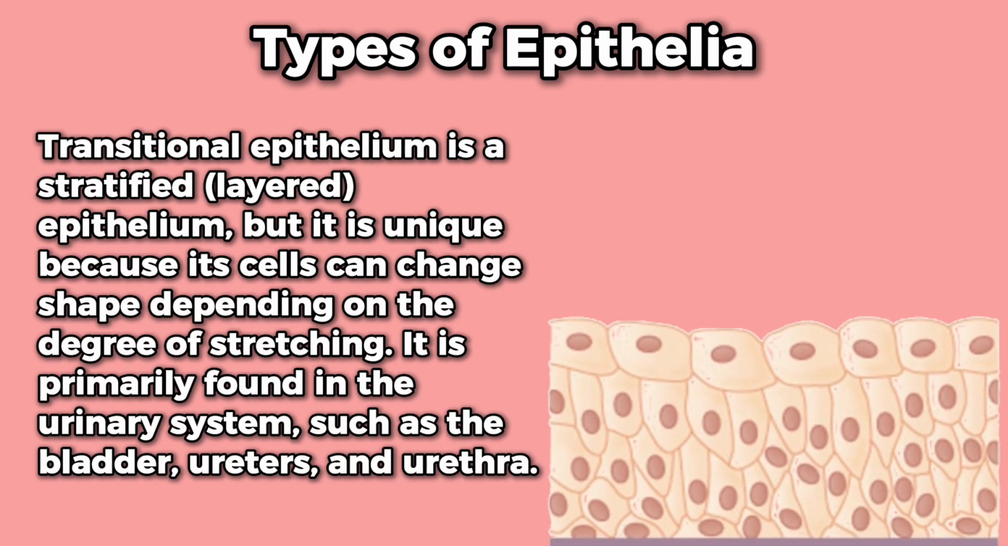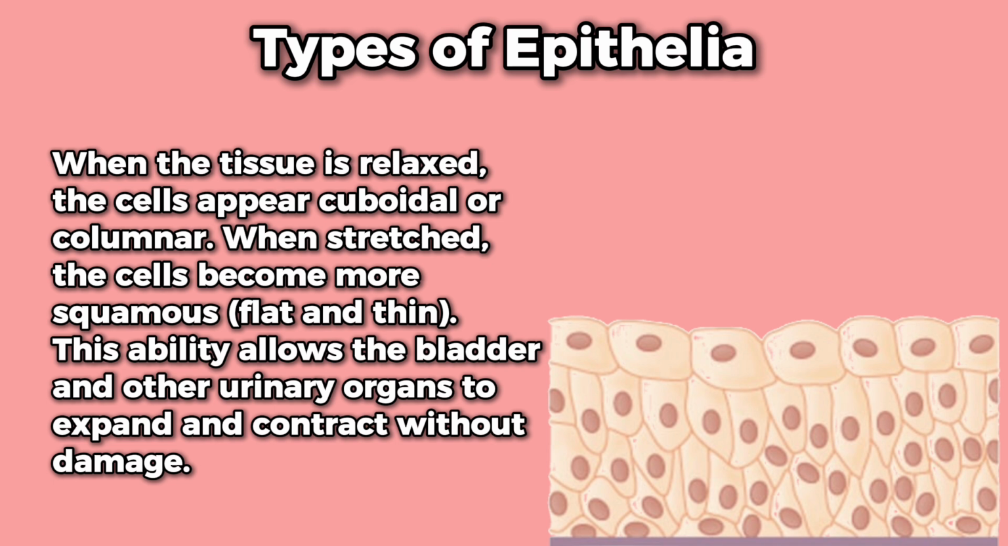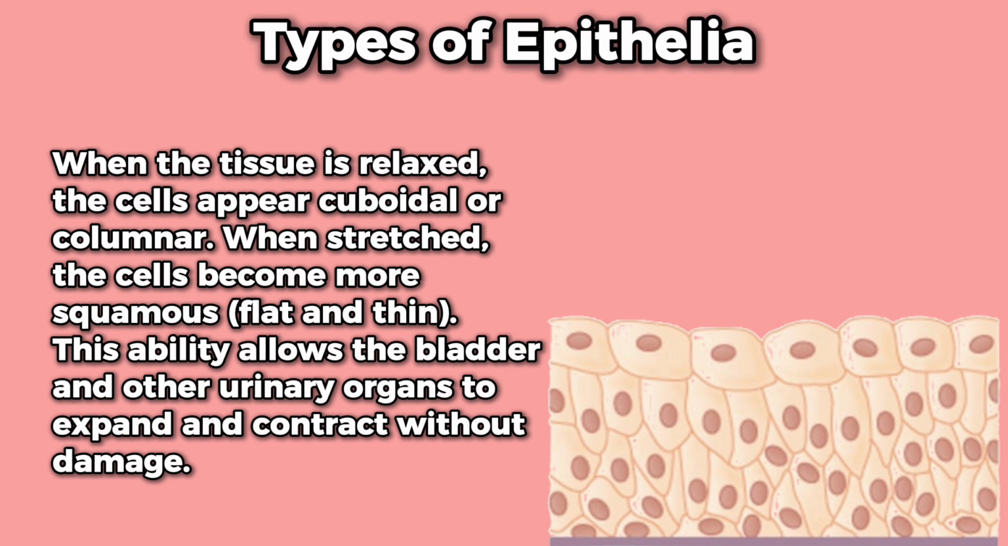Transitional epithelium is a stratified or layered epithelium, but it is unique because its cells can change shape depending on the degree of stretching. It is primarily found in the urinary system, such as the bladder, ureters, and urethra. When the tissue is relaxed, the cells appear cuboidal or columnar. When stretched, the cells become more squamous or flat and thin. This ability allows the bladder and other urinary organs to expand and contract without damage.